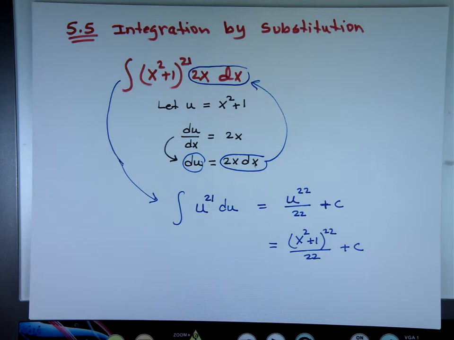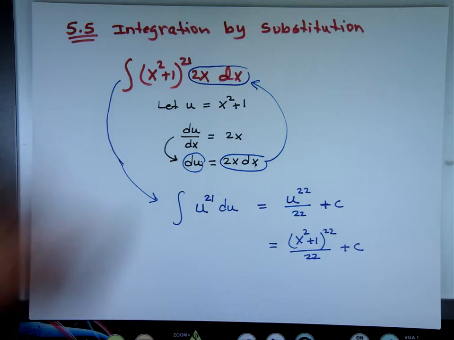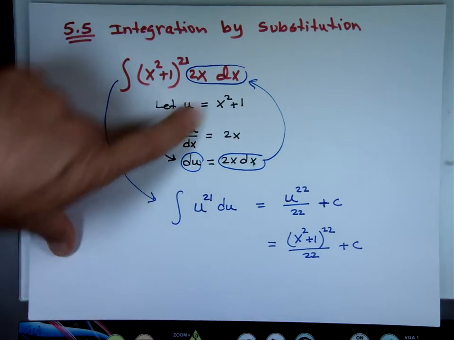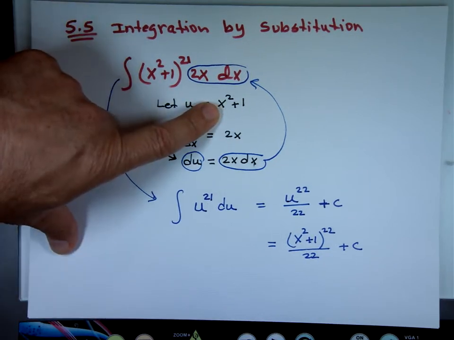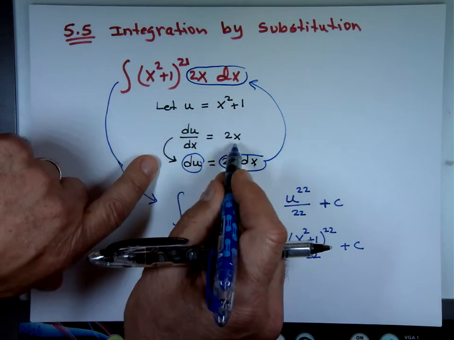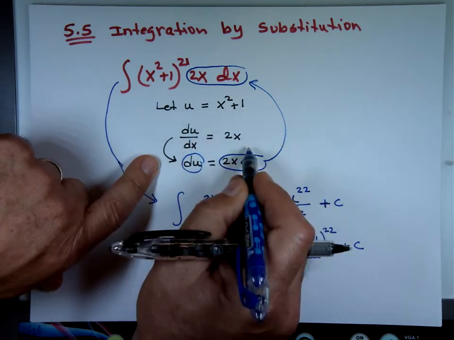Okay, so I guess my first question would be, why would du over dx equal 2x? What's the derivative of x squared? I just did the derivative of this one. Derivative of x squared is what? 2x, plus the derivative of 1, which is what? 0.